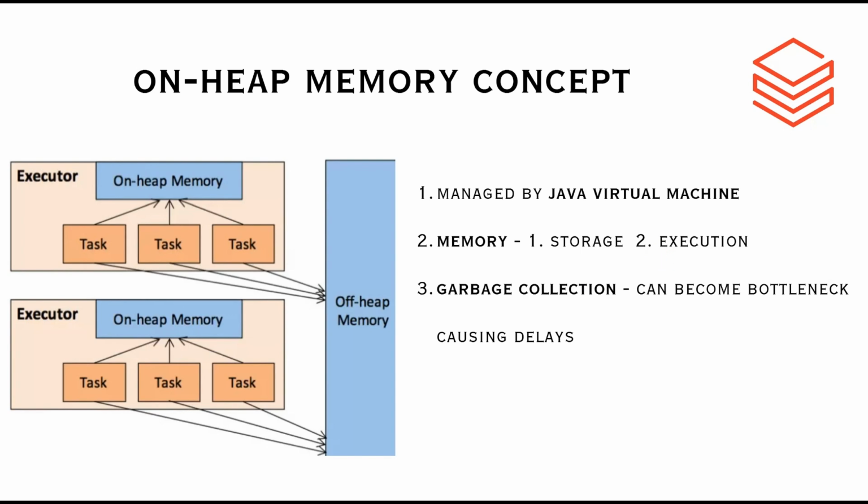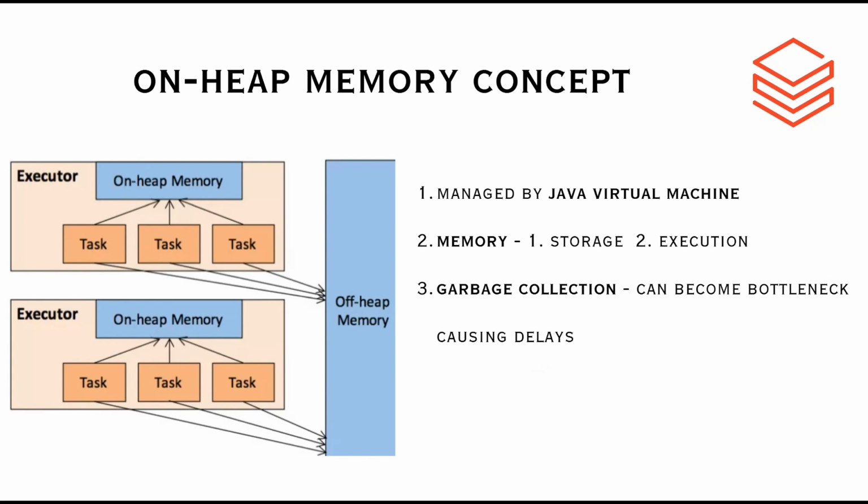Since it is managed by the JVM, garbage collection plays a significant role. When objects are no longer needed, the JVM cleans these objects using garbage collection. However, this process can create a performance bottleneck in large scale applications, especially when we are dealing with massive data sets. So one of the major challenges with on-heap memory is garbage collection.